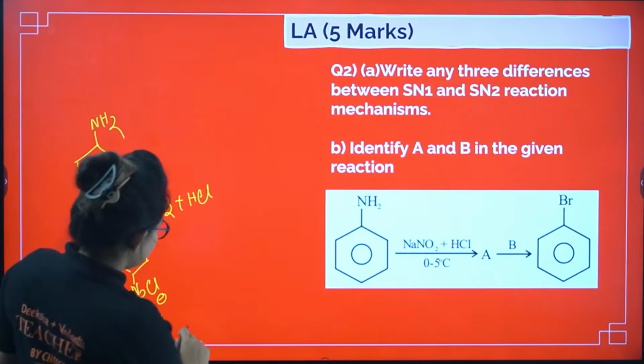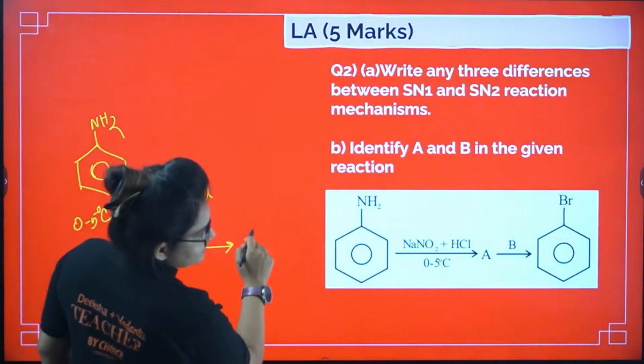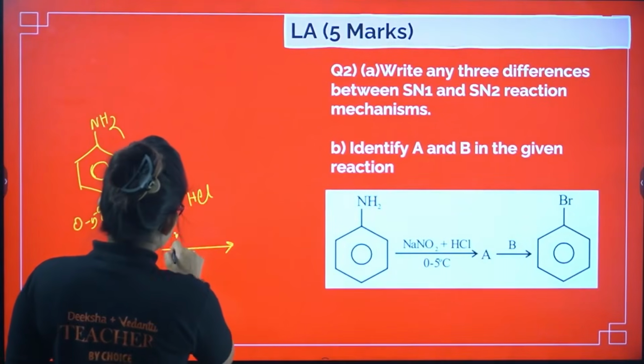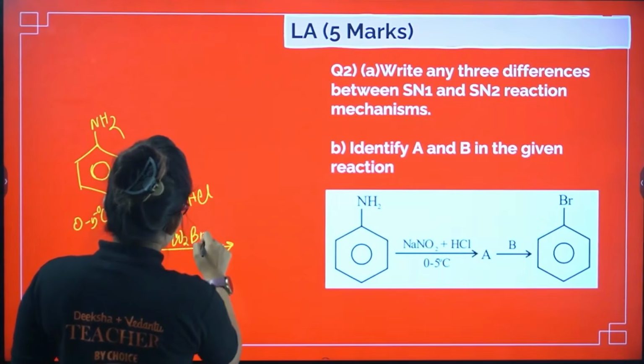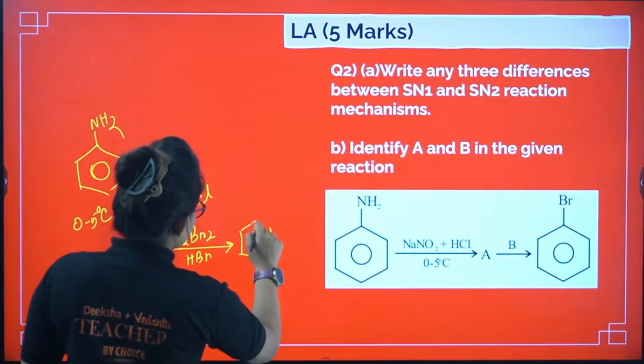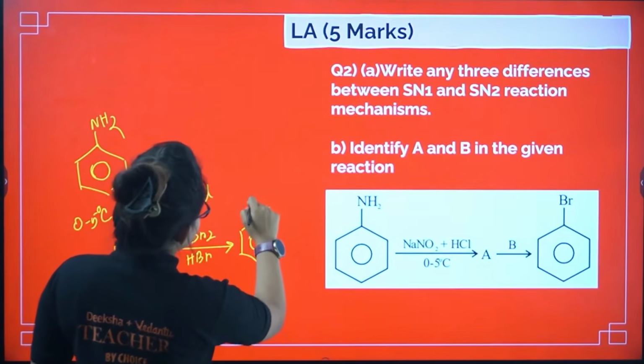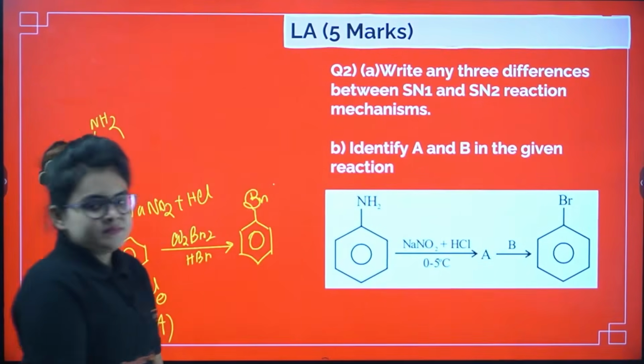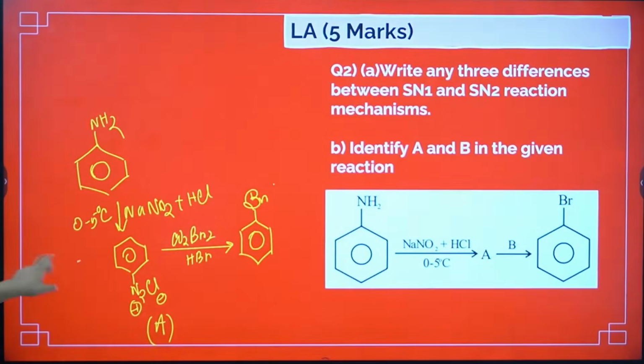Right, now if you proceed with the B, you need Br, right? So I can give Cu2Br2 in presence of HBr, that is your Sandmeyer's reaction, okay, and you will end up with Br here. Okay, I guess it's clear.